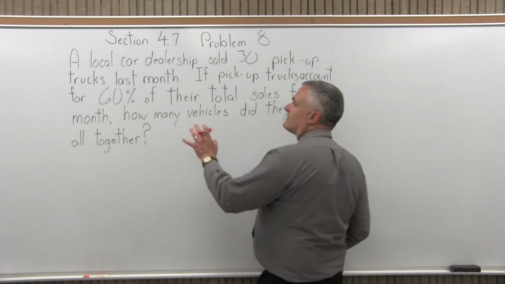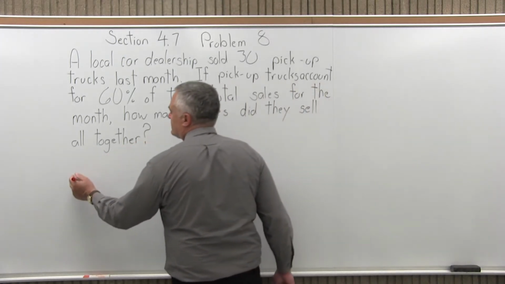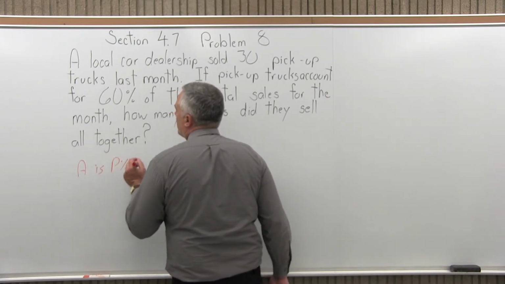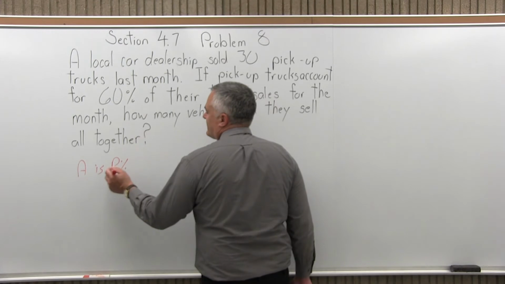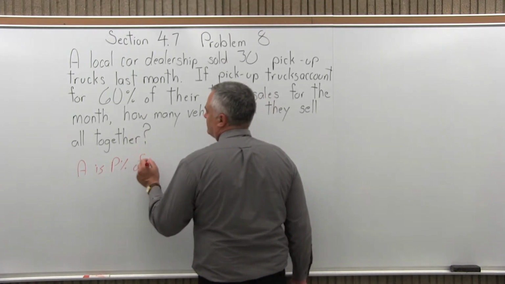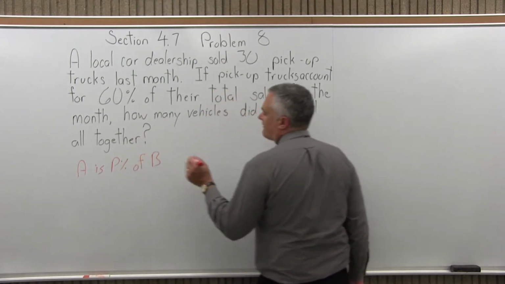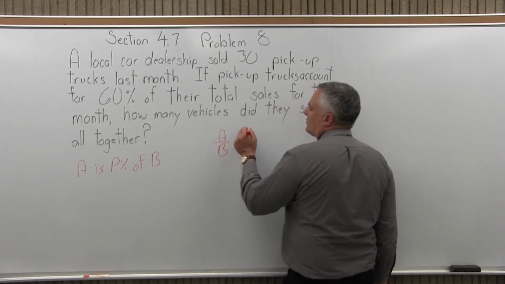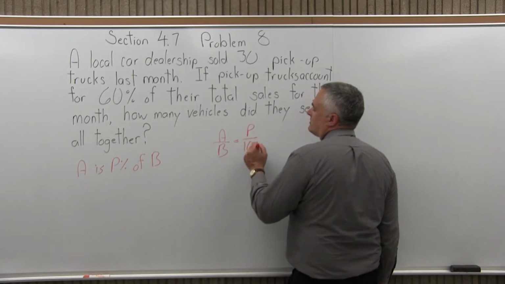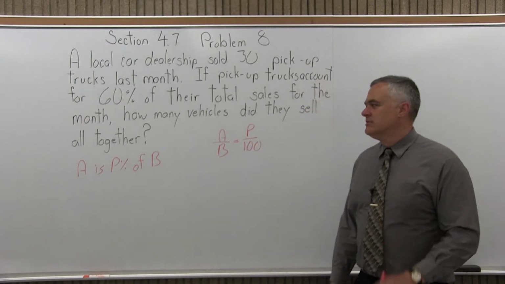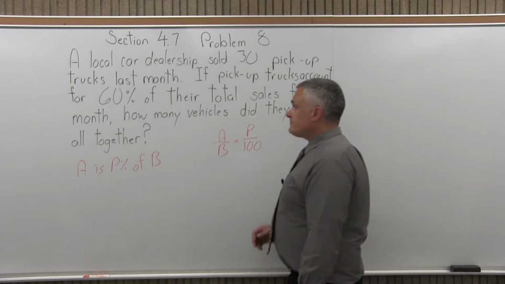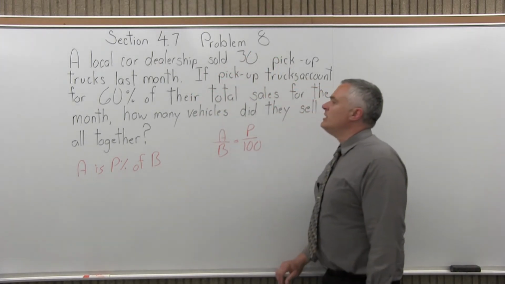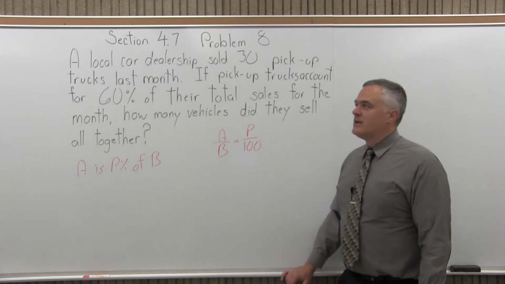For questions like this, what I like to do is read through it, find the important parts, and try to rewrite the whole thing as A is P% of B. And if I can write it that way, I plug the information into the formula A over B equals P over 100. And I solve. So, what are the important parts? We have 30, 60%. Those are the important parts. So how do they fit in?